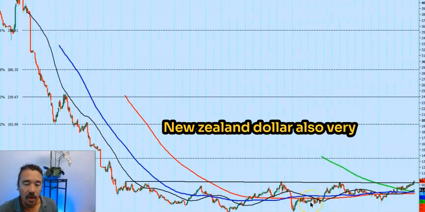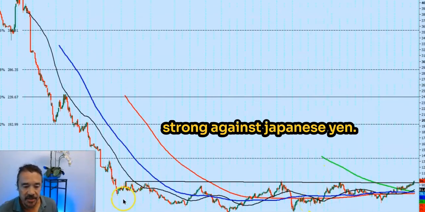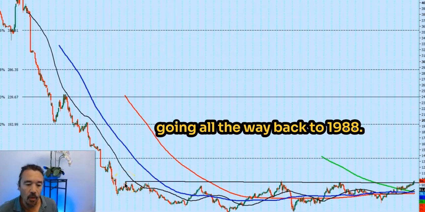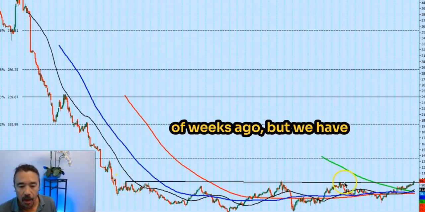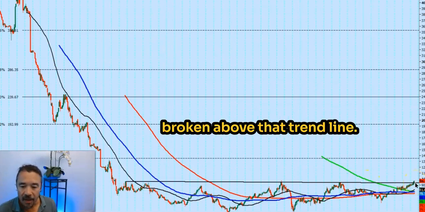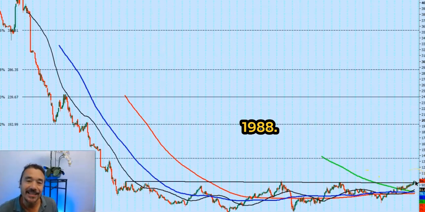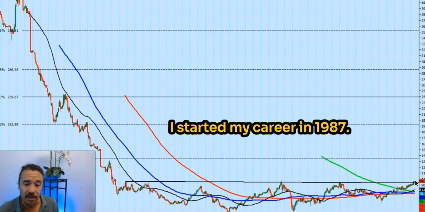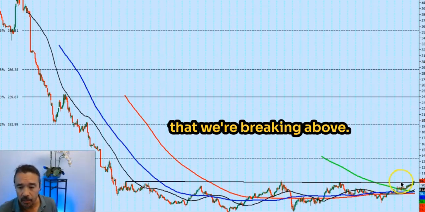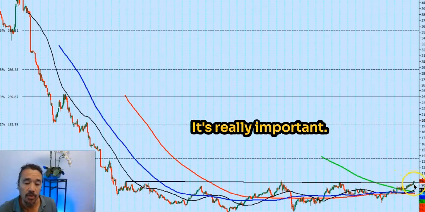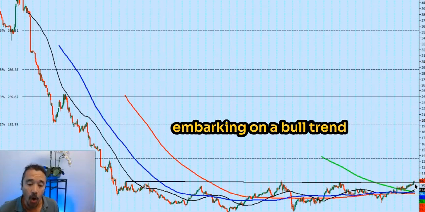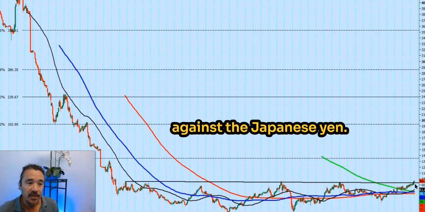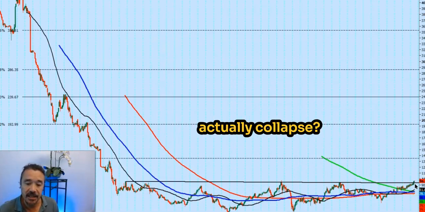New Zealand dollar also very strong against the Japanese yen. Now look, I've got a trend line going all the way back to 1988. You may have seen this on a previous video from a couple of weeks ago, but we have broken above that trend line. 1988. I started my career in 1987. So this is a 38-year trend line that we're breaking above. It's really important, and it suggests that the New Zealand dollar is only embarking on a bull trend against the Japanese yen. Can the Japanese yen actually collapse?